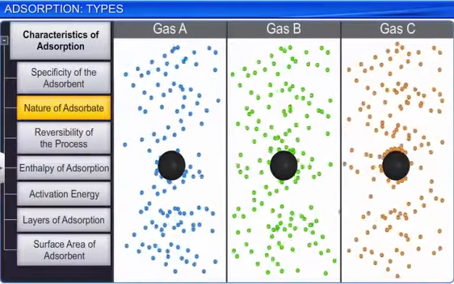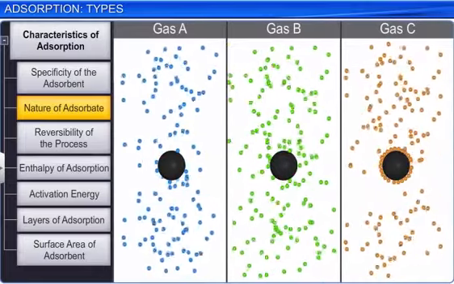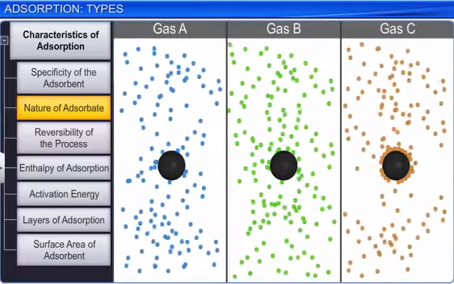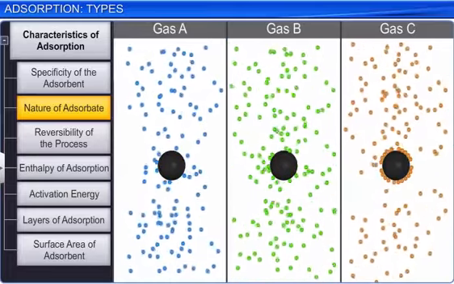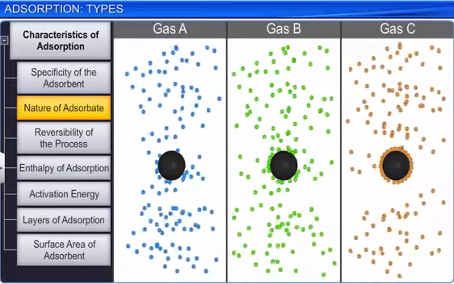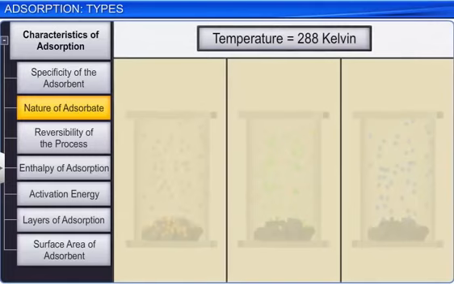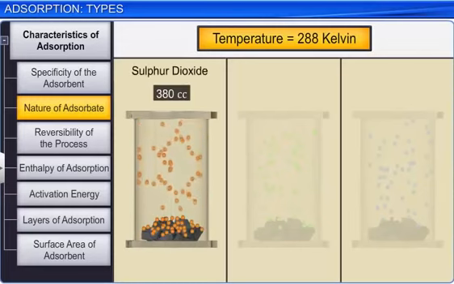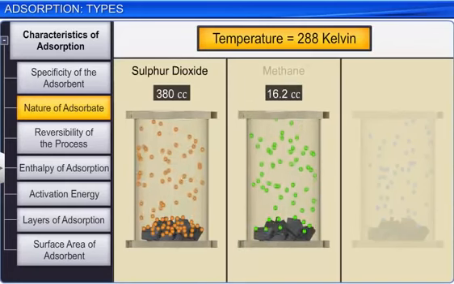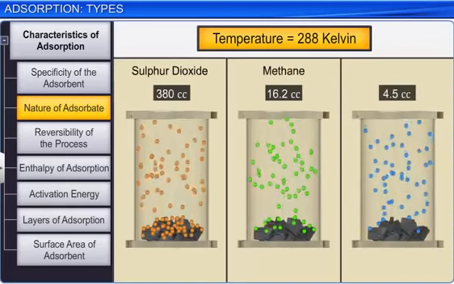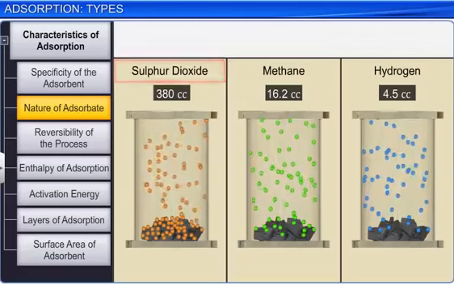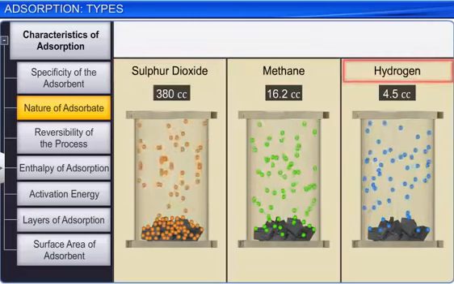The amount of gas adsorbed by the adsorbent also depends on the nature of the gas or the adsorbate. Different gases are adsorbed to different extents by the same adsorbent at the same temperature. For example, at 288 Kelvin, 1 gram of charcoal adsorbs 380 cc of sulfur dioxide, 16.2 cc of methane, and only 4.5 cc of hydrogen. The volumes of sulfur dioxide, methane, and hydrogen are reported at STP conditions.